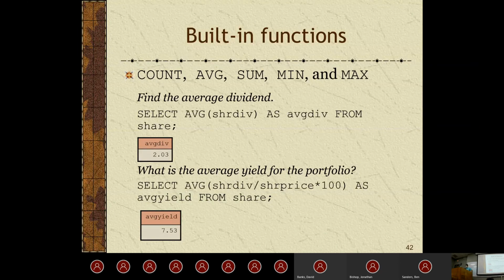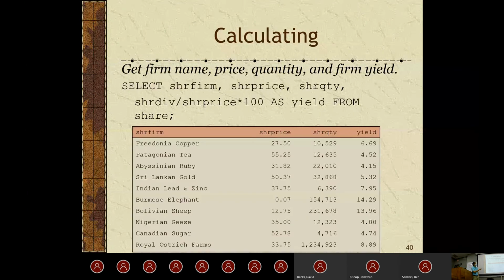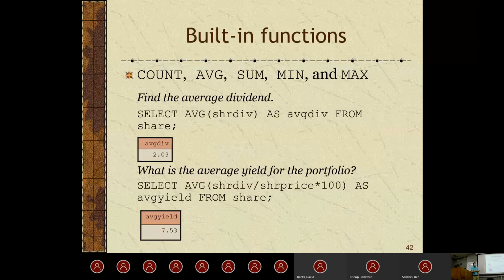Then we want to get maybe the average yield for the portfolio. So in this case, we're going to have to get the yield. So we're calculating that first, but then we're getting the average of that yield. So you think back to this question here. We got the yield, share dividend divided by share price times 100, getting the average of that. And then we're casting that as average yield from share. So again, there's lots of different functions that you can use inside of SQL.